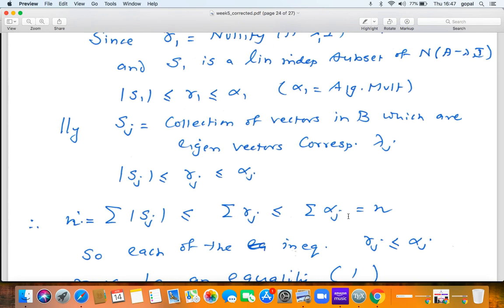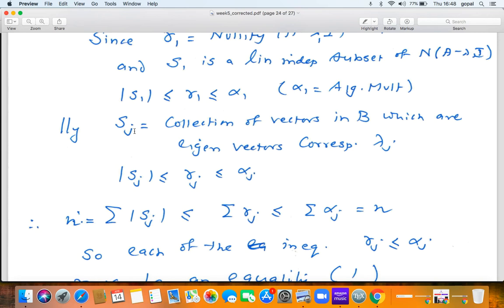But the summation of alpha j is n, because when I add up the algebraic multiplicities, remember what is algebraic multiplicity? The multiplicity of the eigenvalue seen as a root of the characteristic polynomial. So I have taken the distinct roots lambda 1, lambda 2, lambda k of the characteristic polynomial, and I'm taking their respective multiplicities. I add them up. I'm going to get the degree of the characteristic polynomial. The degree of the polynomial is n.